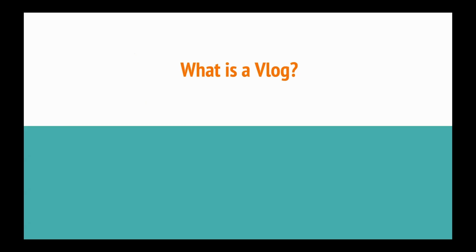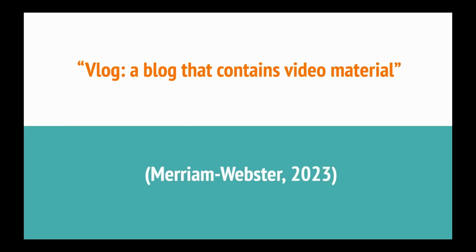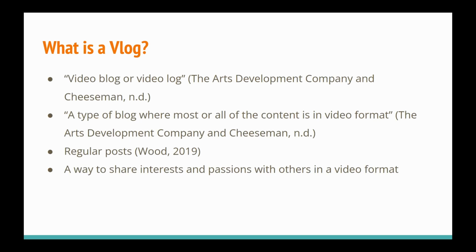First of all, what is a vlog? According to Merriam-Webster, a vlog is a blog that contains video material. So what does that mean exactly? So as we know, vlogs are also called video blogs or video logs. According to the Arts Development Company in Cheeseman, a vlog is a type of blog where most or all of its content is in video format. So that means that instead of using text, which is very traditional in blog posts, a vlog uses video in order to convey its content and its information.